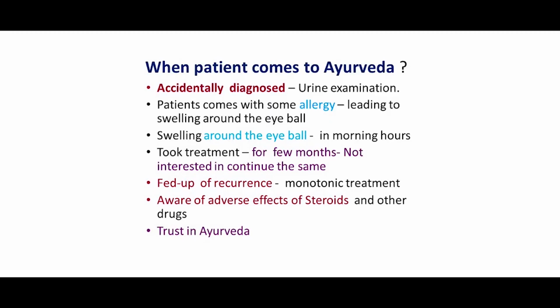Sometimes some educated patients are aware of the adverse effects of steroids, therefore they are coming to you, and some patients are coming to you with trust in Ayurveda. So these are the different sections of patients who come to you. Sometimes they come for some other problem, with accidental diagnosis, and continue the treatment. Sometimes they are fed up of contemporary treatment, then they come to you. These are the different types of presentations.